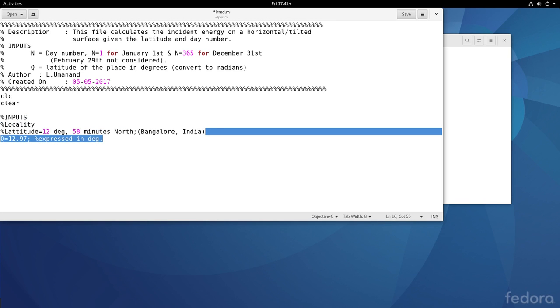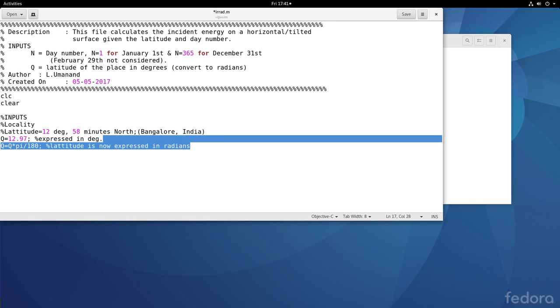So Q is equal to 12.97. 58 minutes in decimals is 0.97, and this is expressed in degrees. We need to convert it into radians because it is always better to convert all degree units into radian units, the SI units, so that the system of equations that will follow and the results that will follow will be consistent. Next, I have converted Q into radians. Q is equal to Q times pi by 180. Pi by 180 is the conversion factor from degrees to radians.